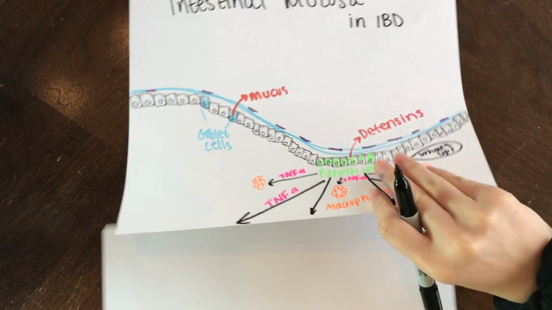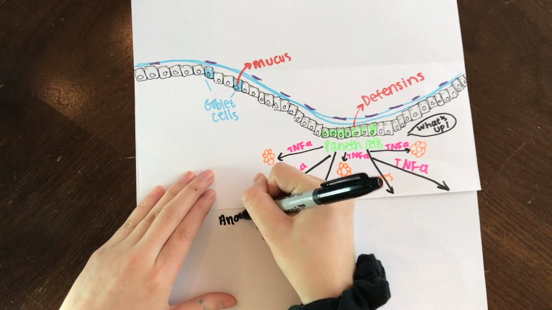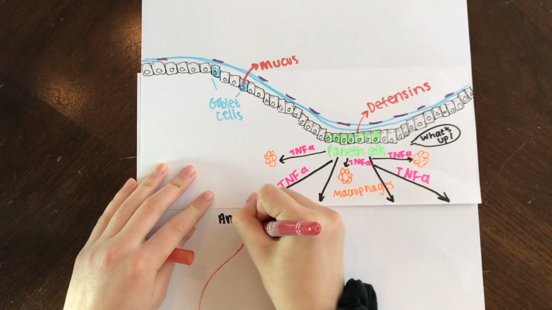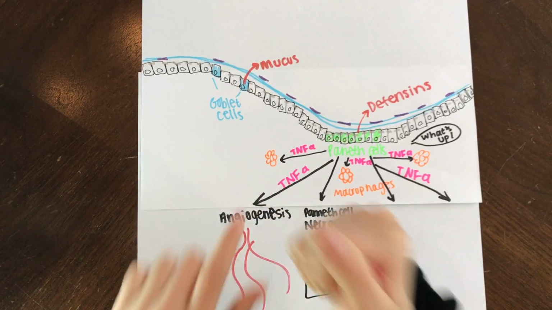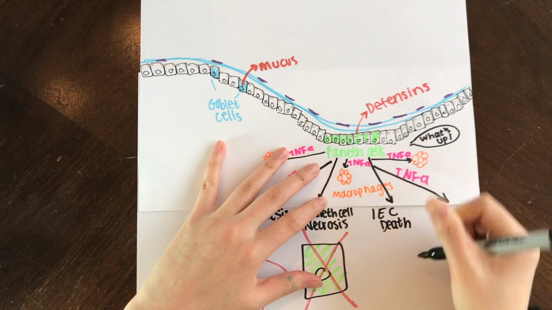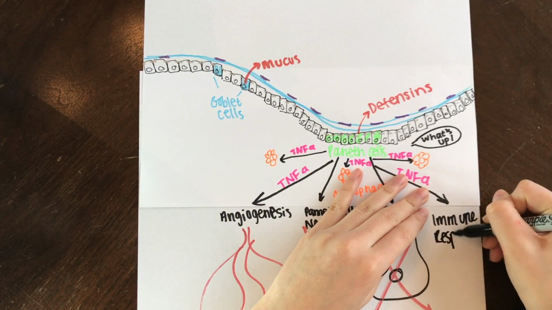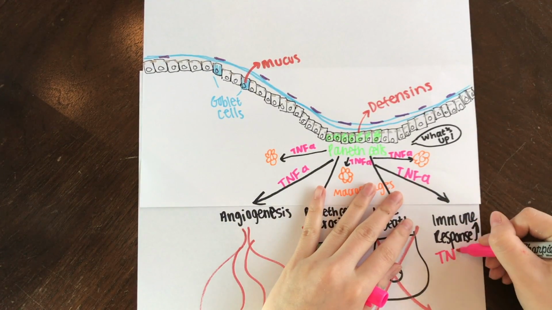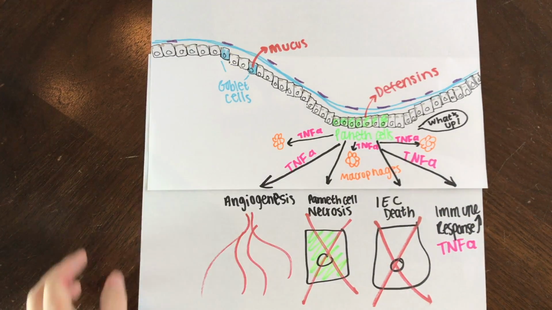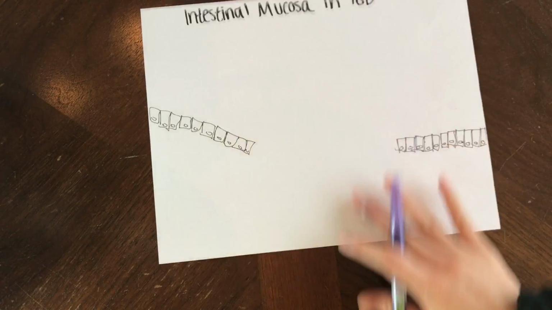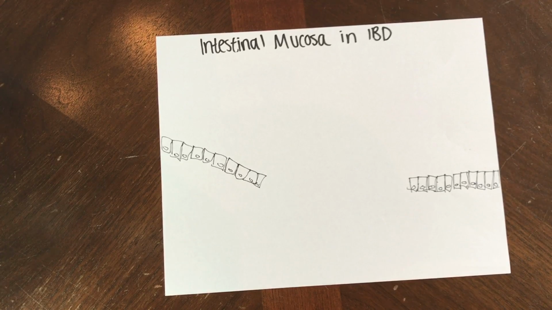This attack expresses itself in several ways, including angiogenesis, or blood vessel growth, Paneth cell necrosis, or death, intestinal epithelial cell death, and finally, an immune response resulting in even more TNF-alpha production, making IBD a chronic disease. The intestinal mucosa in IBD is deteriorated.